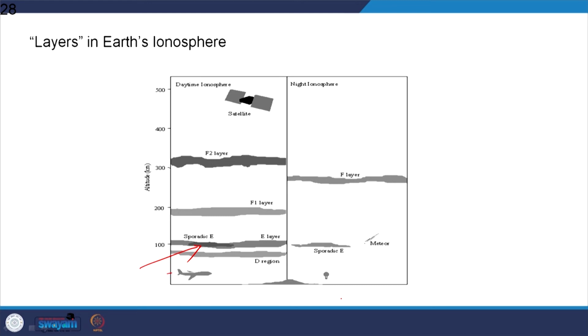And during the night time, much of the D layer and E layer disappear, and only the F layer will remain during the night time. Now, during the discussions about the ionosphere, we will try to understand why, if the recombination processes are effective in nature, there should not be a provision for having electron densities in the night time. So we should look at the processes which help maintain the electron density even during the night time. That is going to be a topic of discussion after a couple of lectures.